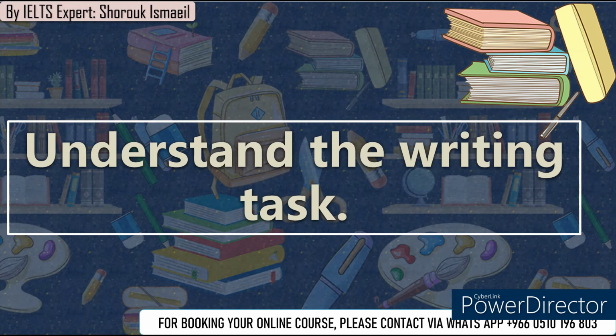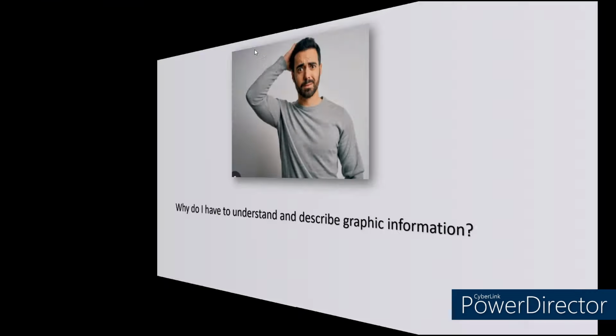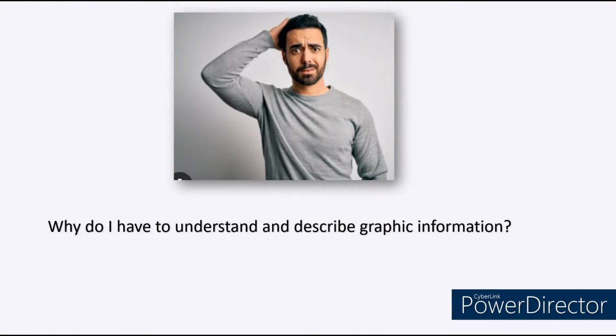In order to understand the writing task, you need to be able to interpret charts, tables, graphs, and diagrams. You may ask yourself, why do I have to interpret graphic information in Task 1? The answer is that being able to understand and describe graphic information is an important academic skill. You need to show that you can interpret this type of factual information clearly and accurately.